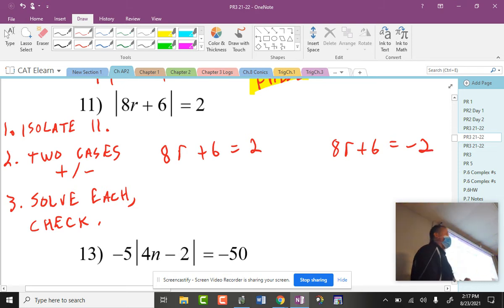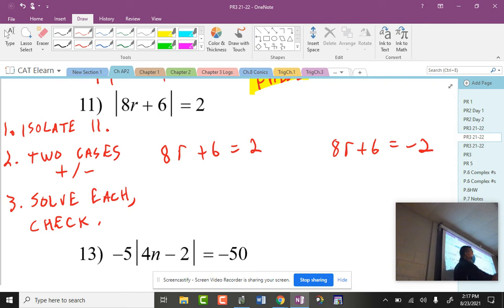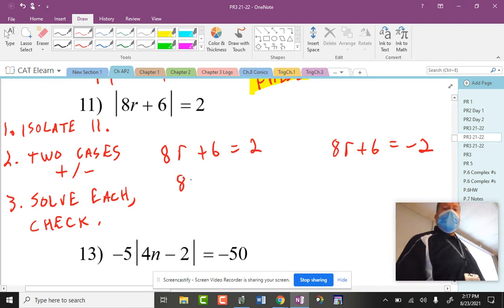So there you go, there's your two cases. You don't change the plus to a minus. I see people do crazy things like that, making up the math. It's whatever's on the inside of the absolute value equals the positive and negative case. And then I'll take it from here, Ashley.